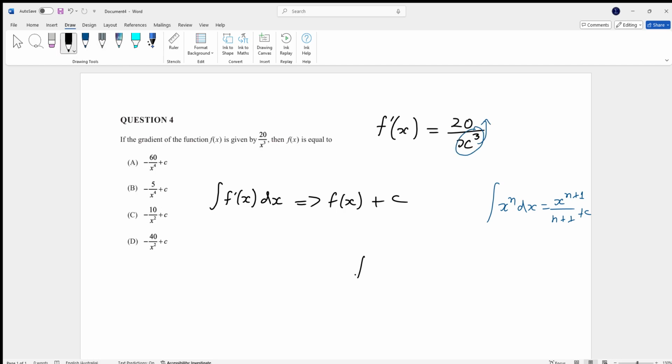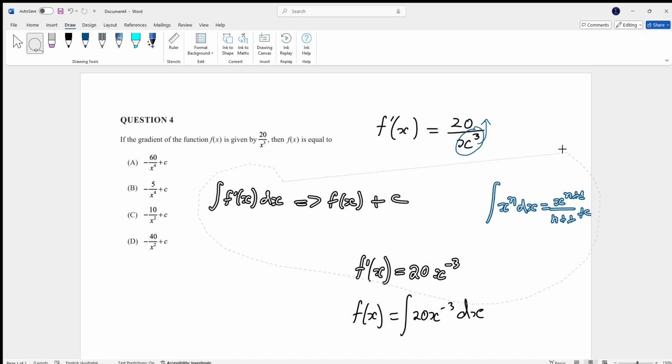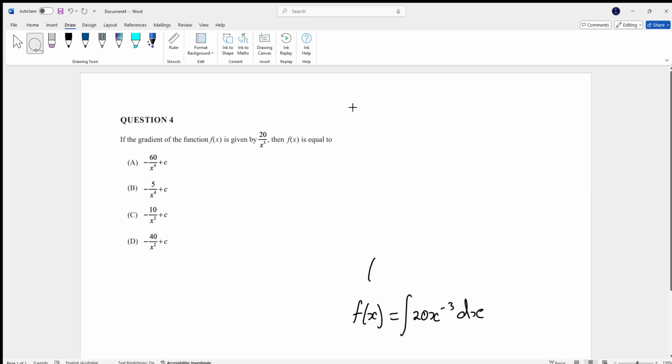So we'll write f'(x) is equal to 20, and because we're moving above the fraction, we flip the sign of the index, so it'll be x to the power of negative 3. Now we're going to integrate that, and if you integrate that, you'll get f(x). Just write this as an integral for now: the integral of 20x^(-3) dx. I'm going to rub out all this stuff before I run out of room, and move this up here.